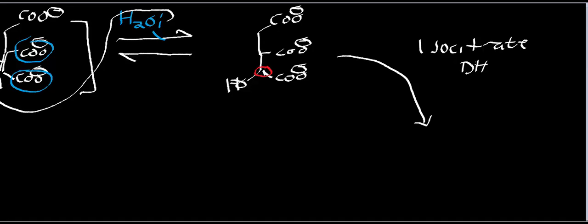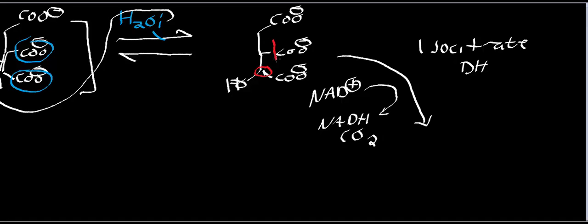dehydrogenase. And this enzyme does two things. Number one, it's going to produce NADH, but at the same time, it's going to produce CO2. So the carbon dioxide that's lost is this carbon dioxide. And essentially, the group that's going to get dehydrogenated is this hydroxyl group. This group right there is going to get dehydrogenated, and you can guess it's going to form a ketone.